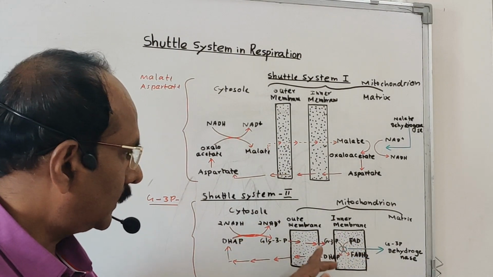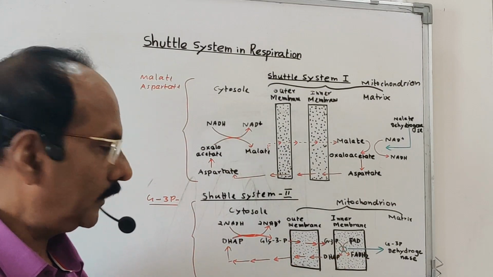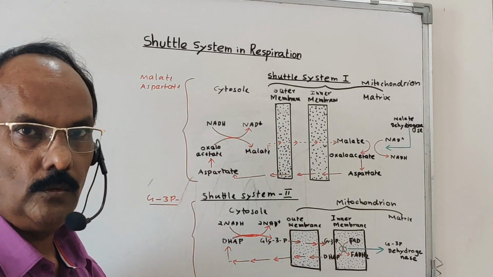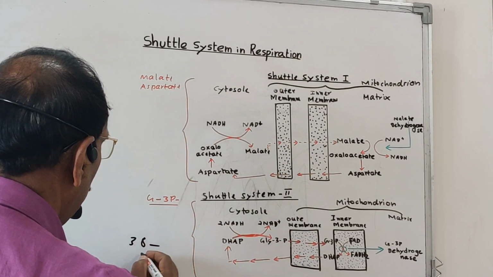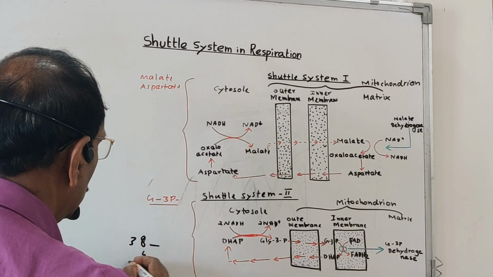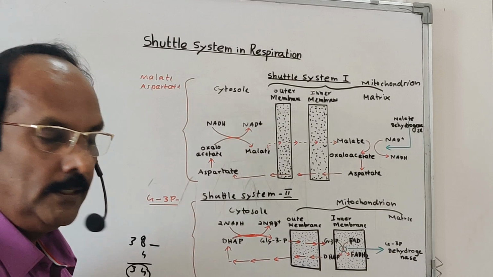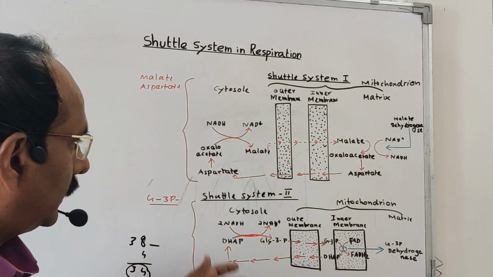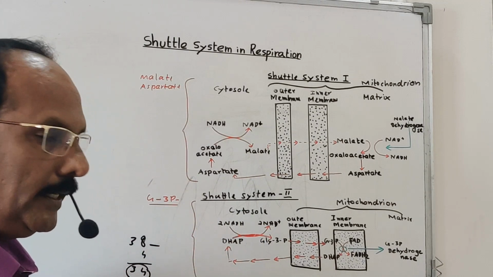So here this conversion is causing the loss of 2 ATP molecules, or for the 2 NADH2, 4 ATP molecules are lost. So out of the 38 ATP molecules, 4 ATP molecules will be lost, and the net profit is only 34 ATP molecules. So here is the loss of ATP molecules in the glycerol 3-phosphate shuttle system, the second shuttle system.